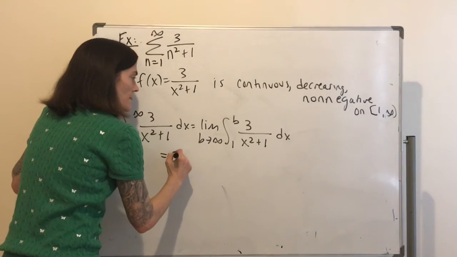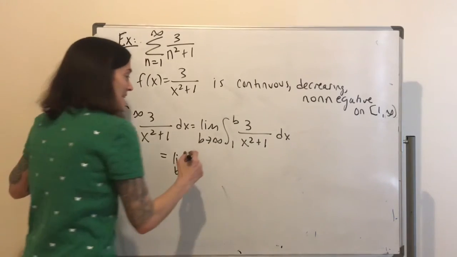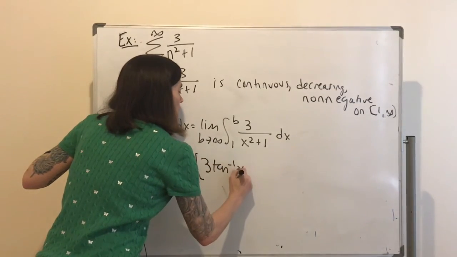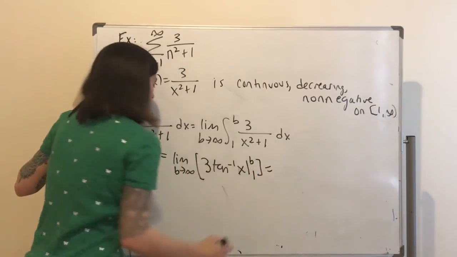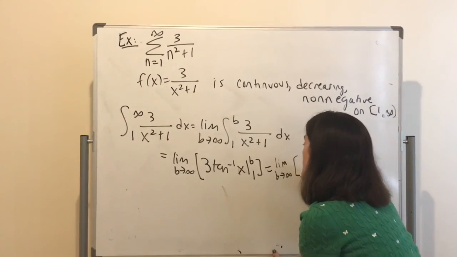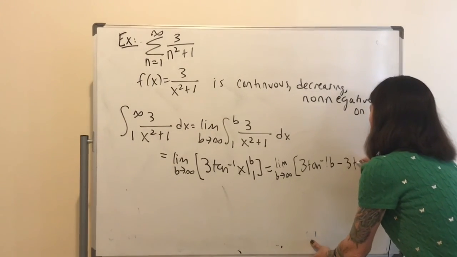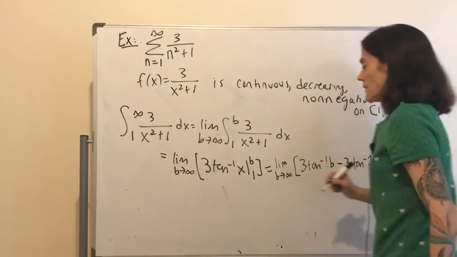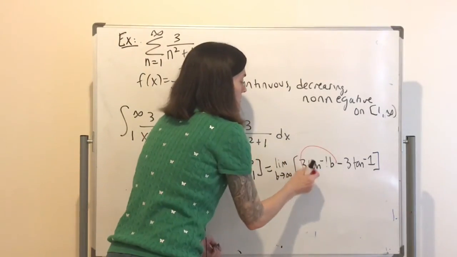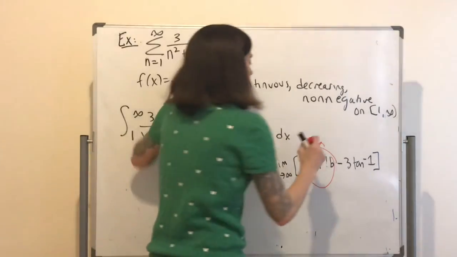This we have integrated multiple times this semester. Here it is again. This is the inverse tangent. So we have 3 tan inverse of x evaluated from 1 to b. And then we have a limit as b goes to infinity of 3 tan inverse of b minus 3 tan inverse of 1. Then, this tan inverse, as you go to infinity, goes to pi over 2. This term will go to 3 pi over 2.